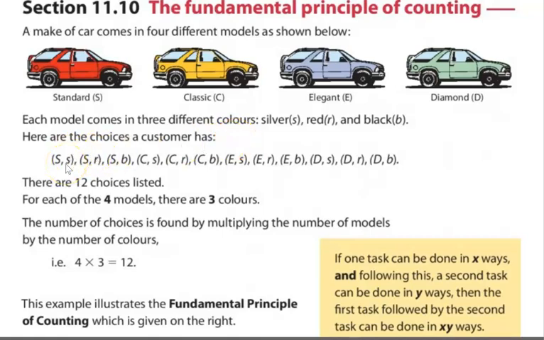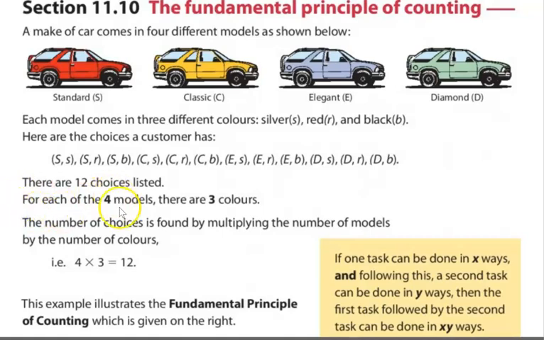So SS is standard silver, SR is standard red, SB standard black, CS classic silver, CR classic red, CB classic black, ES elegant silver, ER elegant red, EB elegant black, DS diamond silver, DR diamond red, and DB diamond black. So if we count them up, 1, 2, 3, 4, 5, 6, 7, 8, 9, 10, 11, 12. There are 12 choices listed.